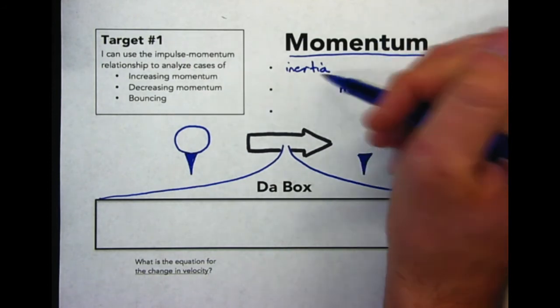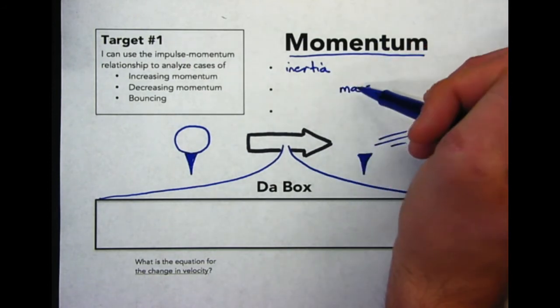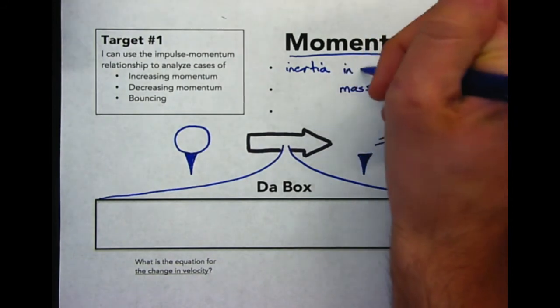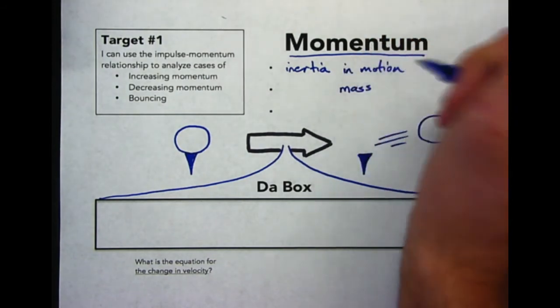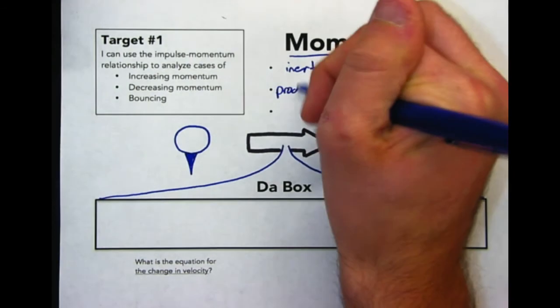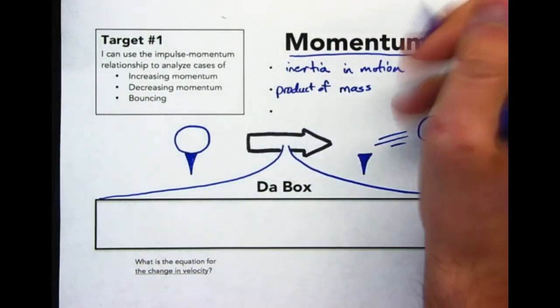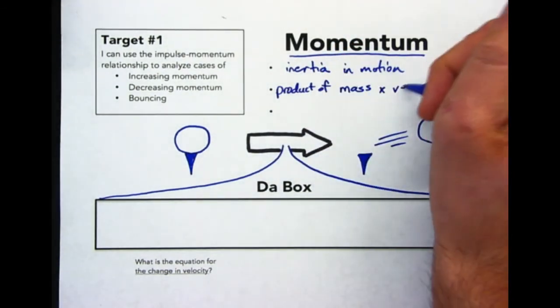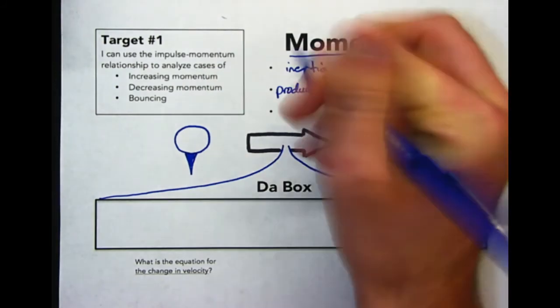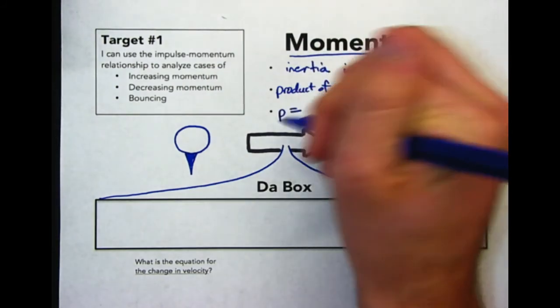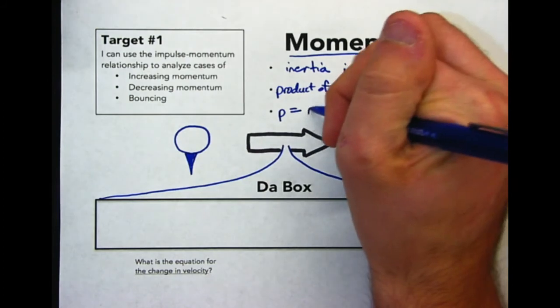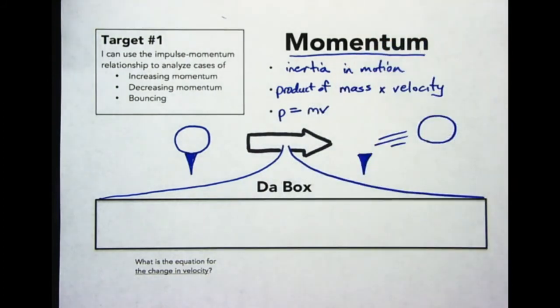For momentum, it's not just going to be inertia. It's not just going to be mass. It's going to be inertia in motion. And so mathematically, it's going to be the product of mass times velocity. So if we're going to just write this in equation format, P, which is going to represent momentum, is going to be equal to mass times velocity, mv.